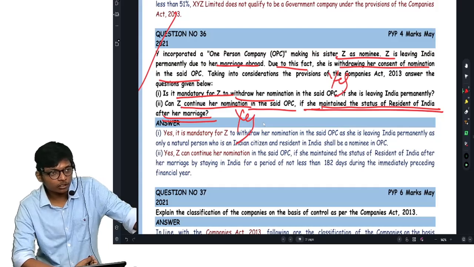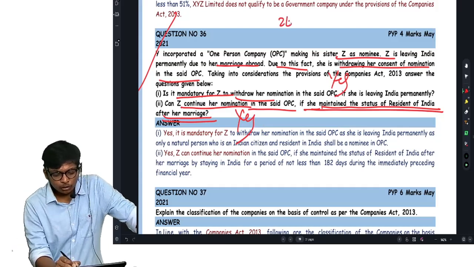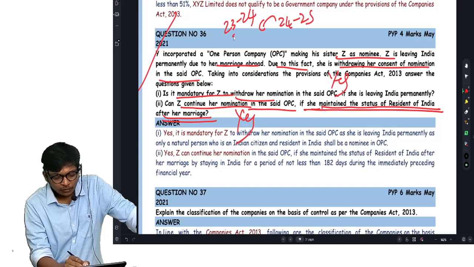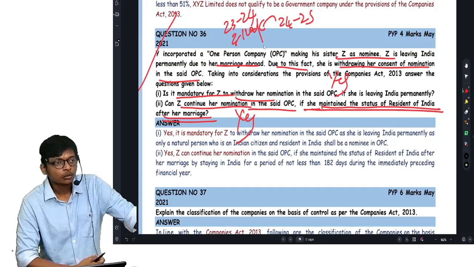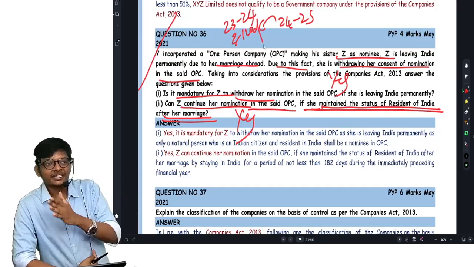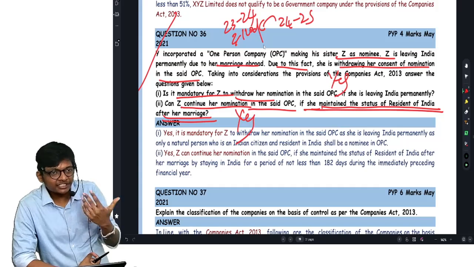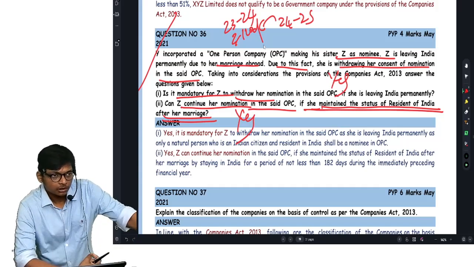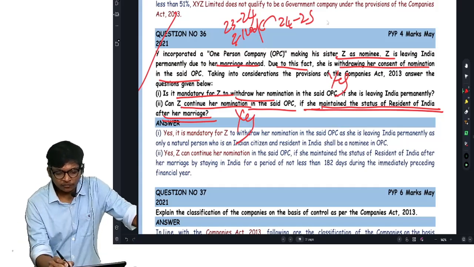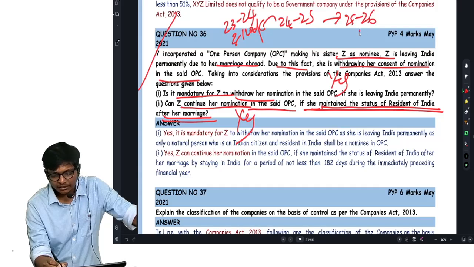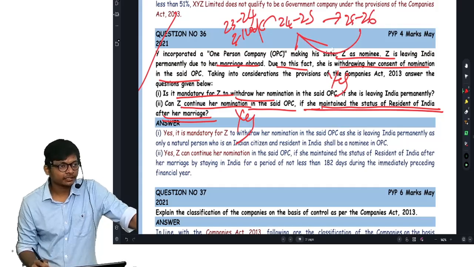See, for 24-25, I will check if she stayed in 23-24 for more than or equal to 120 days. So every year I will keep checking. If she is able to stay, she can continue. Not this year, the preceding year. So for 25-26, I will check the previous year.